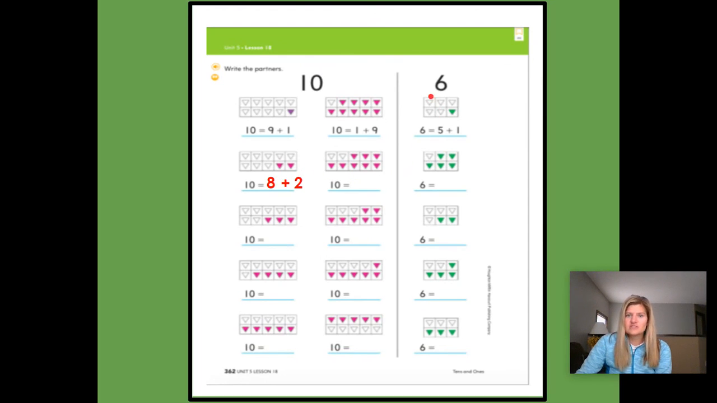All right, boys and girls, let's look at one of the partners of 6. So if we look at the first one, they've already done it for us. They have how many white triangles? 5 plus how many colored? 1. So let's look down here.